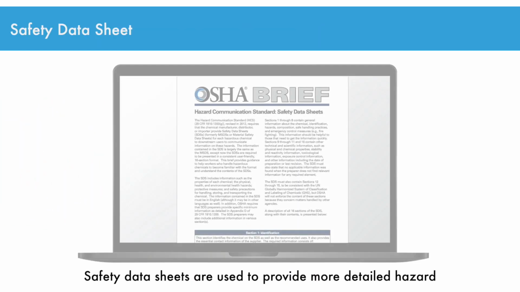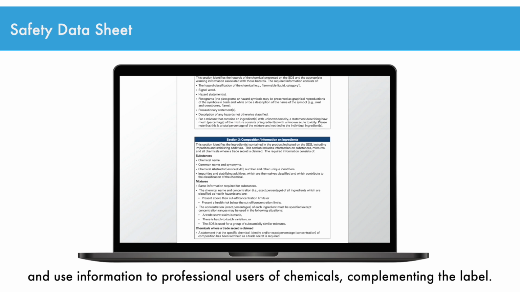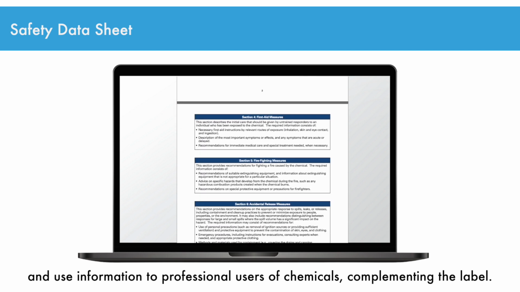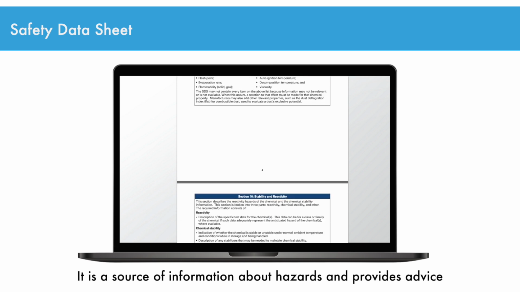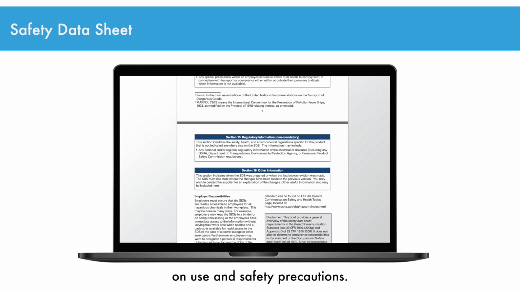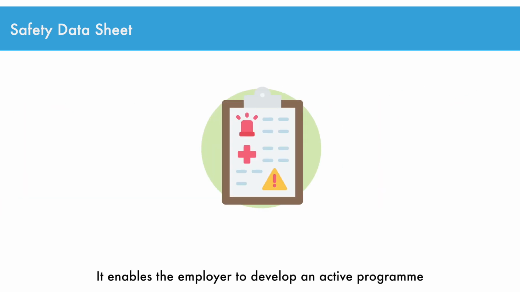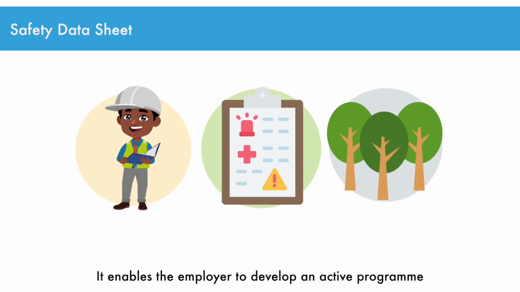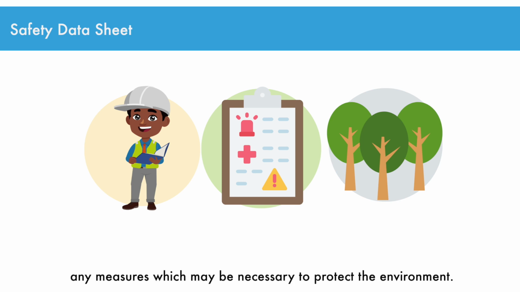Safety datasheets are used to provide more detailed hazard and use information to professional users of chemicals, complementing the label. It is a source of information about hazards and provides advice on use and safety precautions. The SDS acts as a reference source for the management of hazardous chemicals in the workplace. It enables the employer to develop an active program of worker protection measures, as well as to consider any measures which may be necessary to protect the environment.